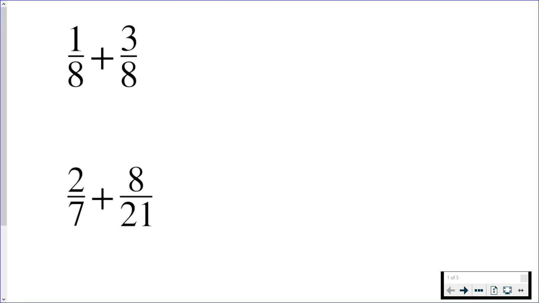So if you picture a pizza, pizzas usually have 8 slices. So you could look at this as, let's say, you took 1 out of 8 slices, and then your friend took 3 out of 8 slices. So you're figuring out what portion of the pizza has been taken out.